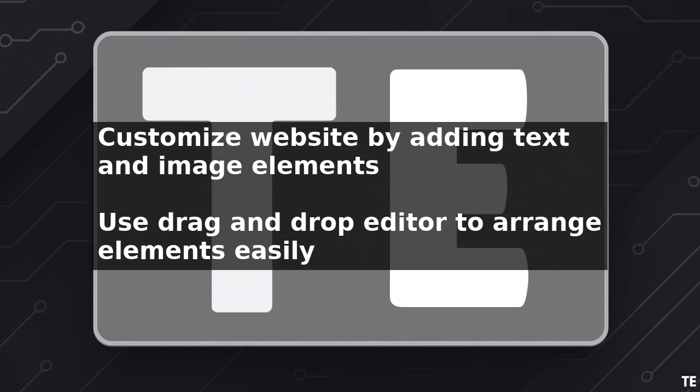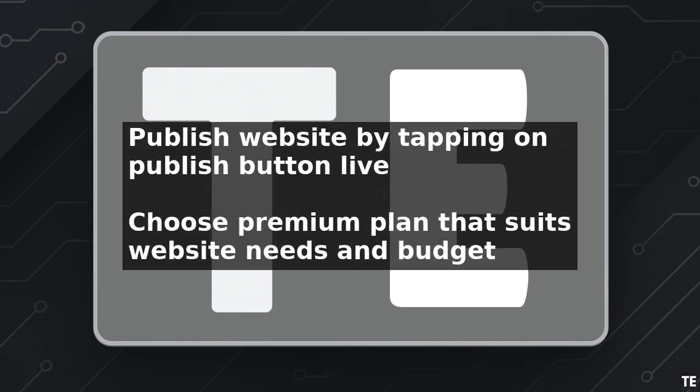Once you have customized your website, tap on the Preview button to see how it looks. Make any necessary changes and then tap on the Publish button to make your website live. You will need to choose a domain name or connect a domain you already own. Finally, tap on the Upgrade button to choose a premium plan that suits your needs.